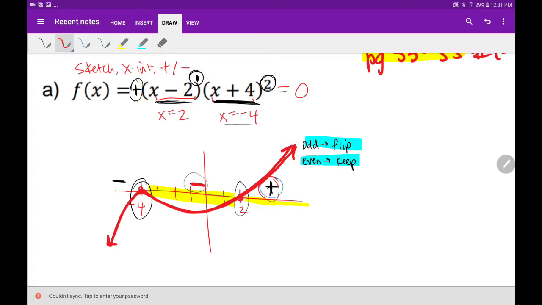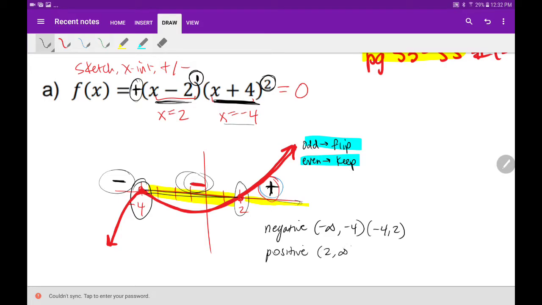Okay, so we got our sketch, we got our x-intercepts. Now we just have to say where we're positive and negative. So according to the signs we have here, I'm negative from negative infinity to negative 4. And then again, between negative 4 and 2. And I'm positive from 2 to positive infinity, basically to the right of 2.